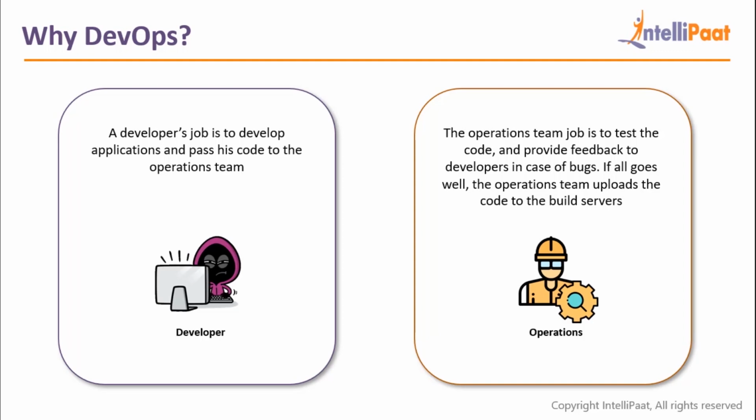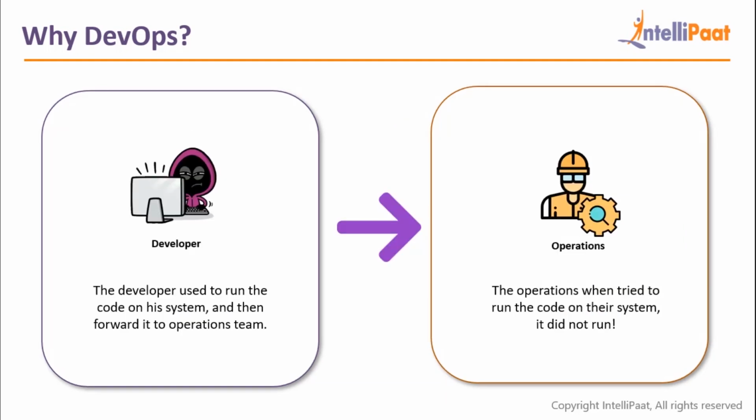Now, what was the problem here? When the developer developed the code and forwarded it to the operations guy, the operations guy's system could not run the code. The developer would have tested the code on his own system first, and only on successful operation would he forward it to somebody else who wants to test it. But it did not run on the operations guy's system.